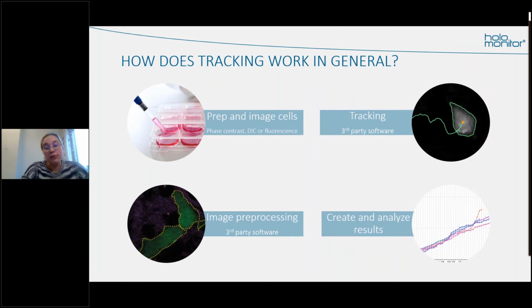Once you have collected the images, you often have to transfer them to a third-party software and start the analysis with some image processing, for example, background adjustments. And then you can continue with tracking the cells you're interested in. And depending on the quality of the image, this process can require more or less manual work. Once you have tracked the cells you're interested in, you need to take the raw data and create and analyze your results.